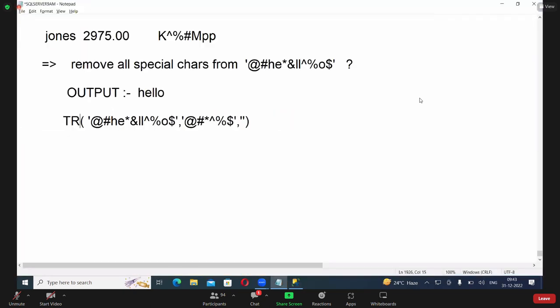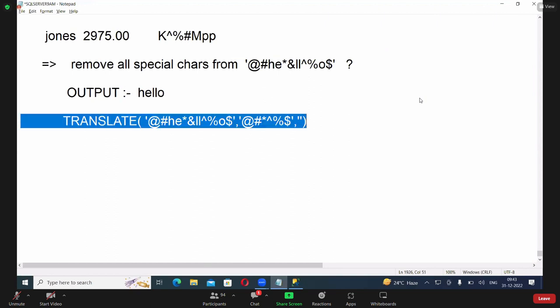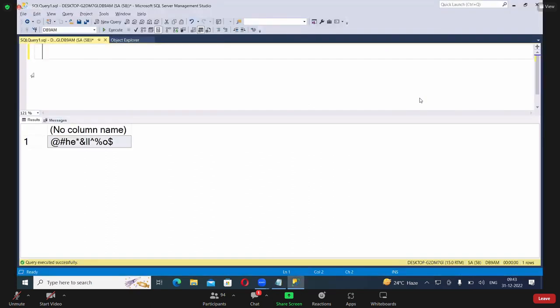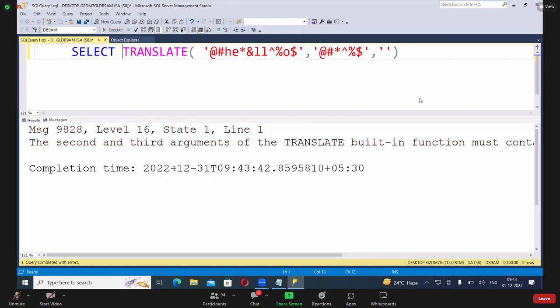Can I use translate? Select. But what is the problem? Just now I said, the second and third arguments should have the same number of characters. Here, how many characters are there? 6 characters. But you are translating 6 characters to 0 characters. That is not possible. 6 characters must be translated to 6 characters.